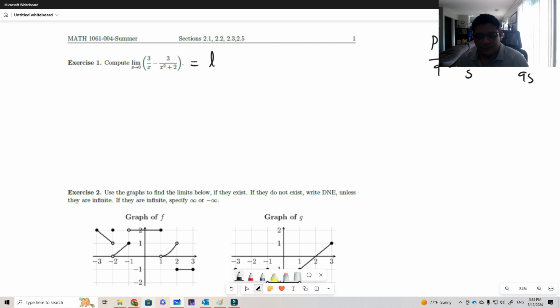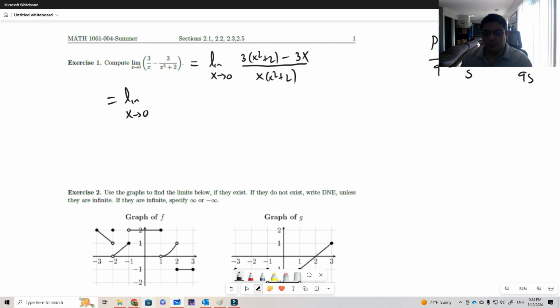So we can see this as limit when x goes to 0 of 3 times x squared plus 2 minus 3x over x times x squared plus 2. Notice that we have now a single fraction, and single fraction we can classify if it goes to infinite or if it goes to minus infinite more easily. This is going to be the same as having 3x squared minus x plus 2 divided by x over x squared plus 2.